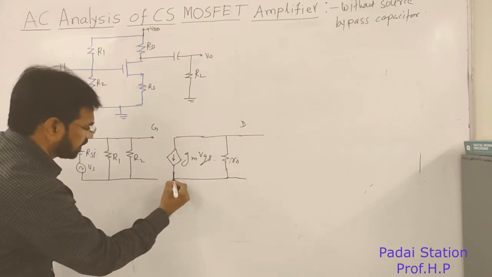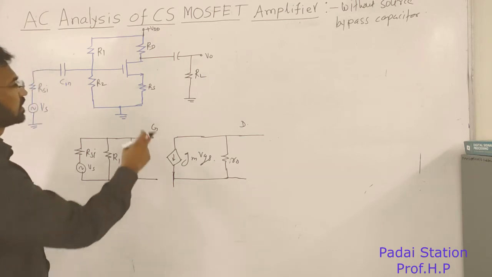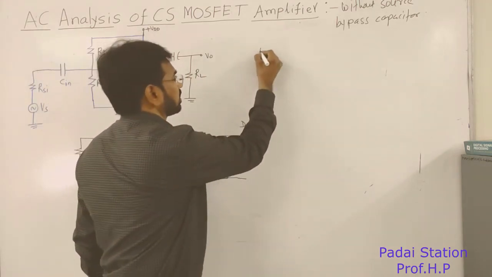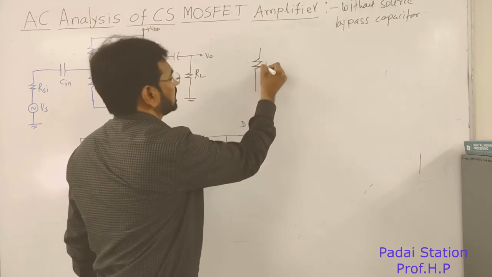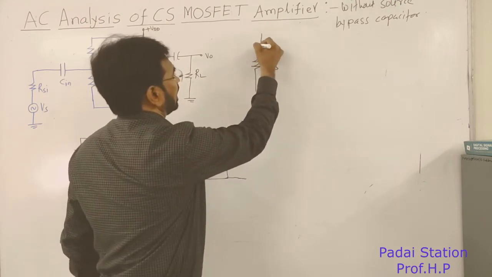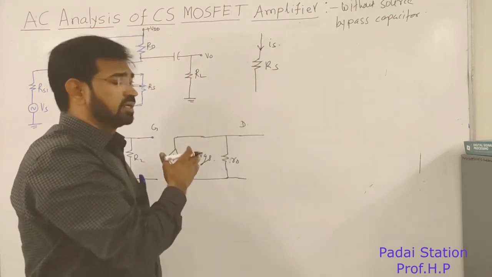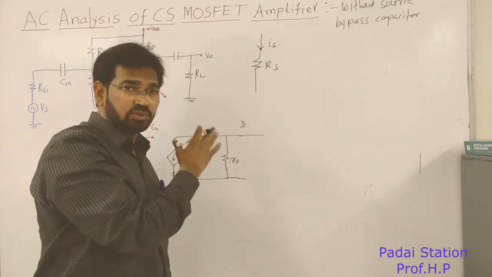Now, here we do not have the bypass capacitor. So, there will be a voltage drop across this. What will be the voltage drop across this? It is RS, and IS will flow through this, because electrons move from source to drain.